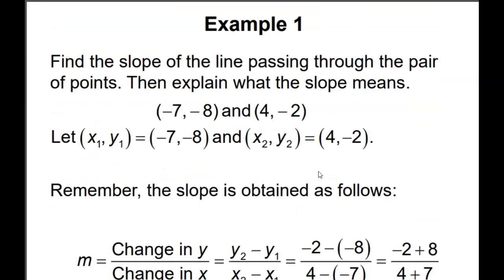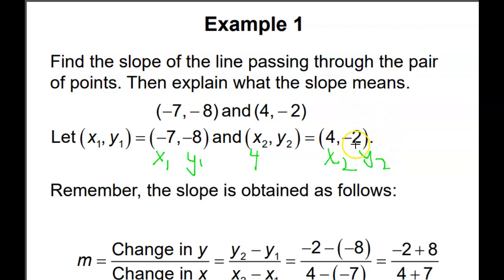Now let's do an example. Students like examples typically. So find the slope of the line passing through the pair of points, then explain what the slope means. So here's your 2 points, (-7, -8) and (4, -2). Usually I just take the first point and label it x1, y1. So x1 is -7, y1 is -8. x2 is going to be 4, and y2 is going to be -2.